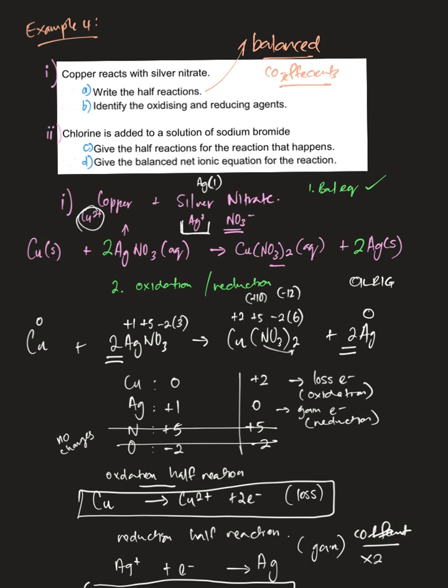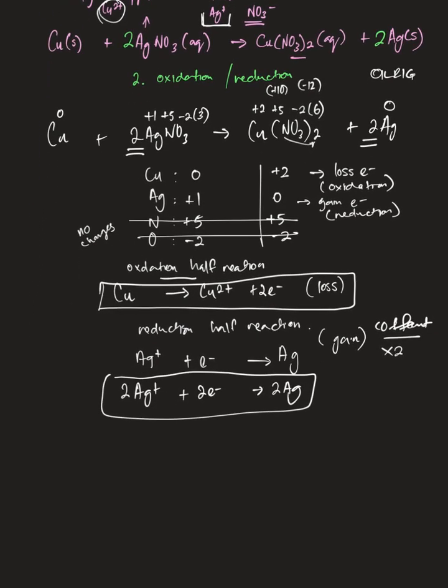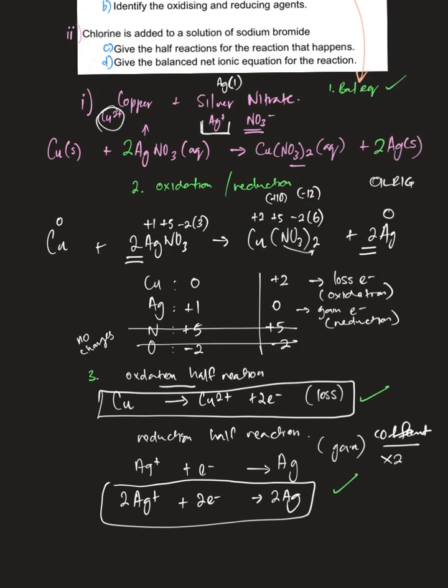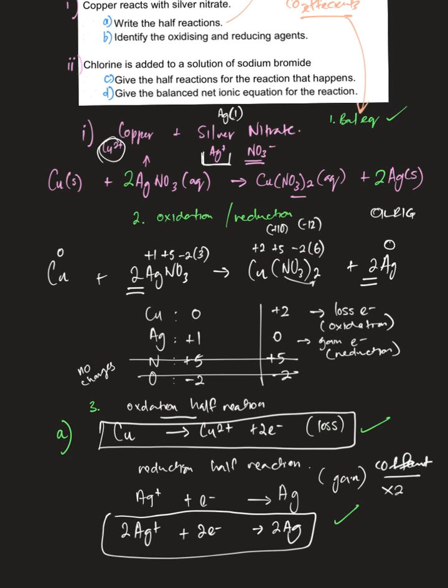That is why, if you have a look at step 1, we balance the equation. All right, step 2 was the oxidation and reduction numbers. So you had to do the numbers, then you had to write the half reactions, and that was step 3. And now I have question A that's answered. Right, so when I look at the next thing, B says identify the oxidizing and reducing agents.